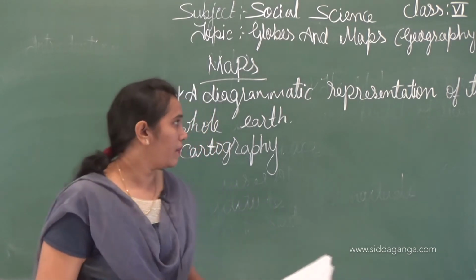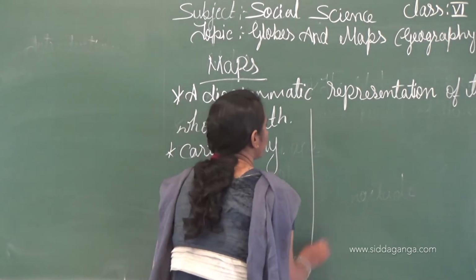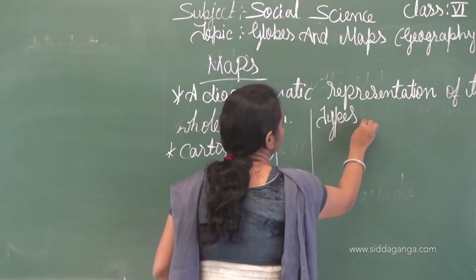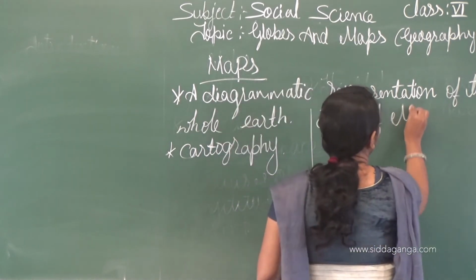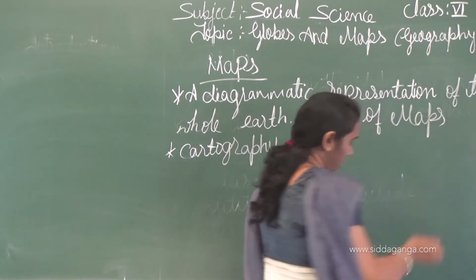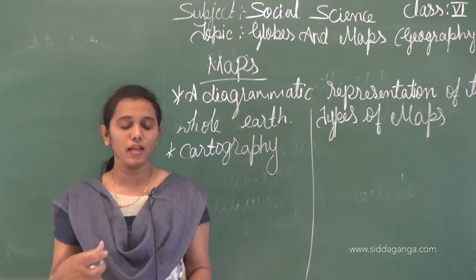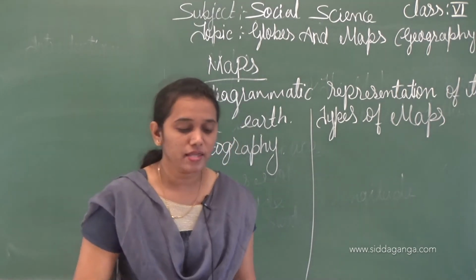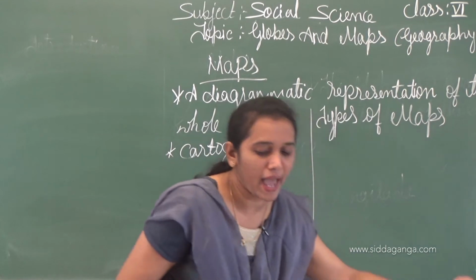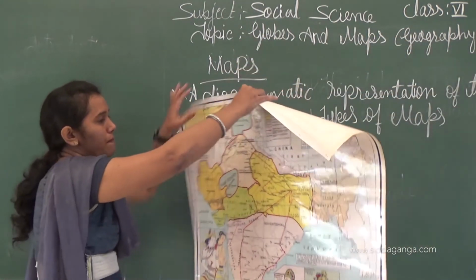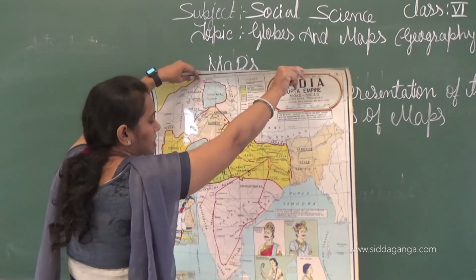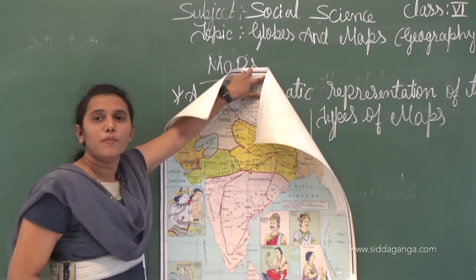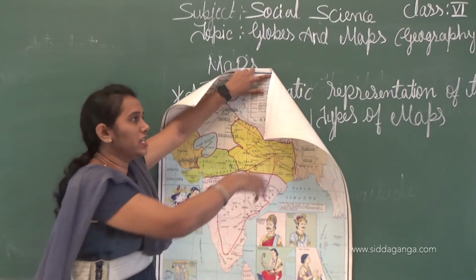Next, now we study about the types of maps. Types of maps, children. Let us move on to the maps. There are maps based on scale, children. See here, this is a map. Understood, children?